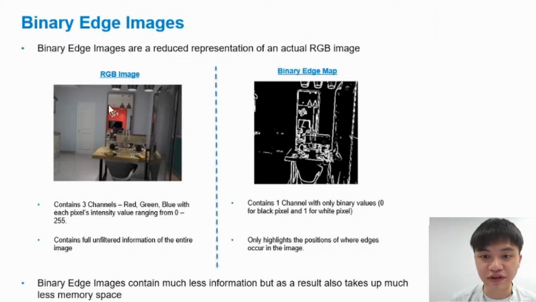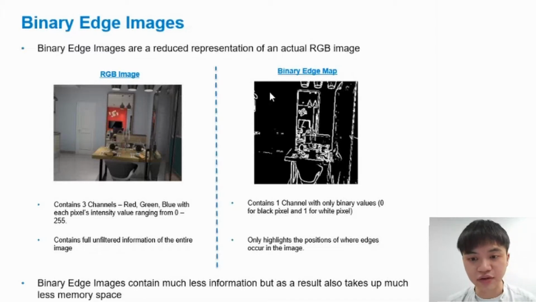So let's take this mirror for example. We can see that the edges of this mirror are white pixels in the binary edge map, whereas a wall which has no edges is just captured as black pixels. So binary edge maps contain much less information than an RGB image, but conversely, because they contain so much less information, they take up less memory space.